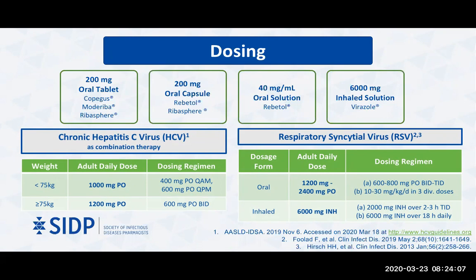on its own, you can see that the adult daily dose is somewhere between 1,000 to 1,200 milligrams. It's a little bit higher for RSV at about 1,200 to 2,400 milligrams as an oral component. Now, the inhaled, which happens to be much more expensive in the United States than the oral, is available at much higher doses of 6,000 milligrams inhaled as a total daily dose given over 18 hours or broken up into 3 administrations over 2 to 3 hours 3 times a day.